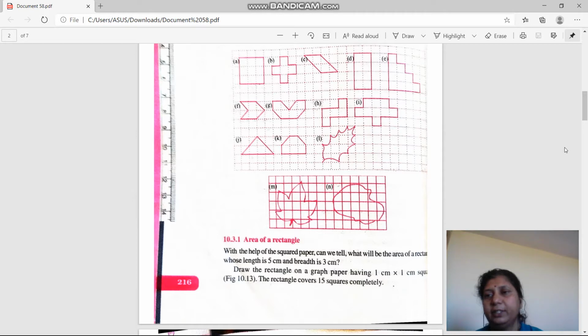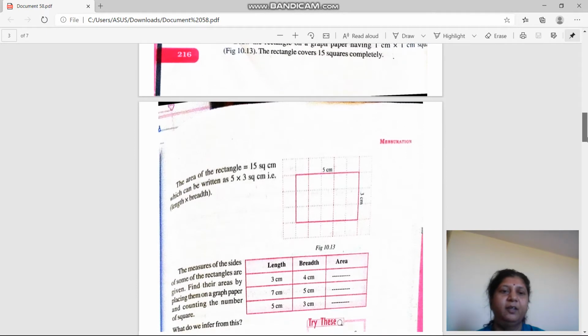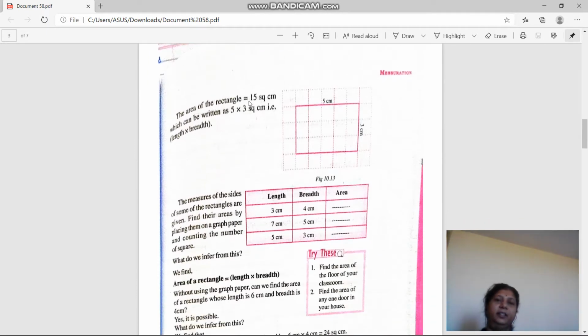So the area of the rectangle is 15 square centimeter, which can be written as 5 into 3, that is 15 square centimeter. See here, this is the length and this is the breadth. If we draw this rectangle on the square paper and count all these squares, it is 15. Are you agreed with me? Fine, you can count it, it is definitely 15 square centimeter.